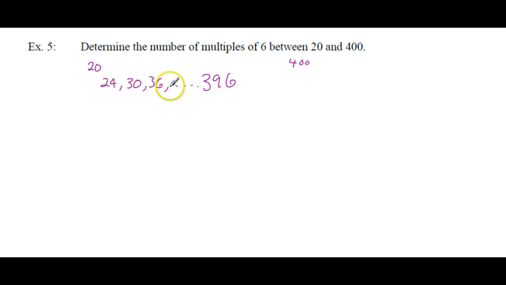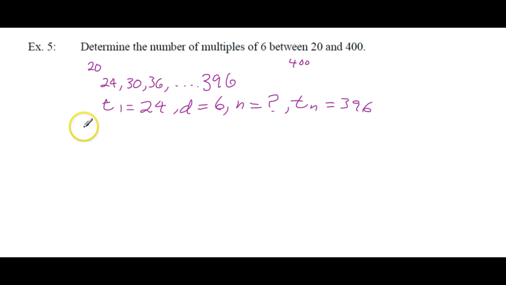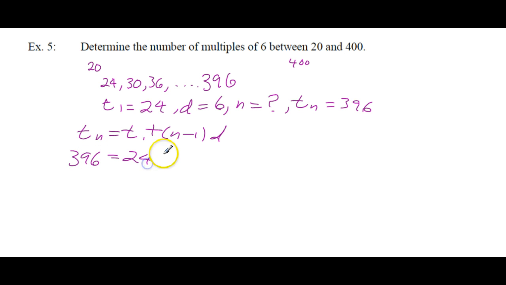And the question is, how many of them are there? Again, let's list. T1 is 24. The common difference is 6. I don't know n. That's what we've got to find. And T sub n, the last term in the sequence, is 396. Formula: T sub n is T1 plus n minus 1 times d. So 396 is 24 plus n minus 1 times 6.